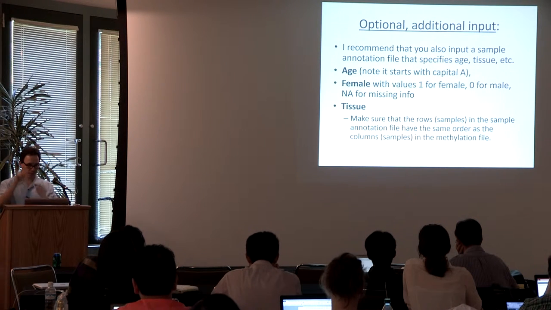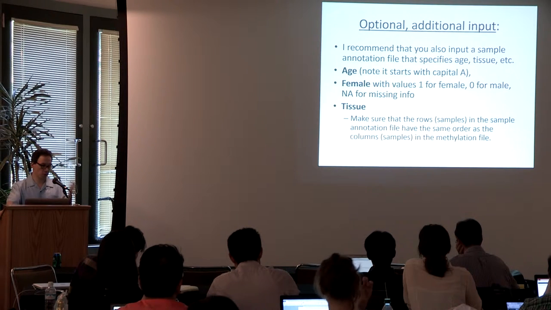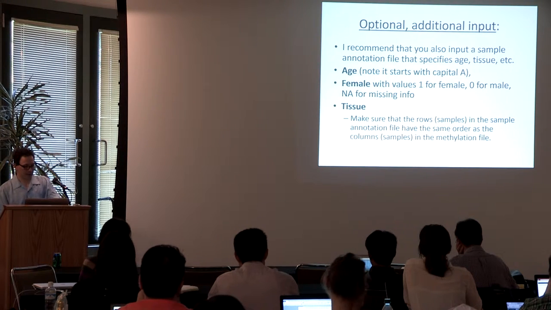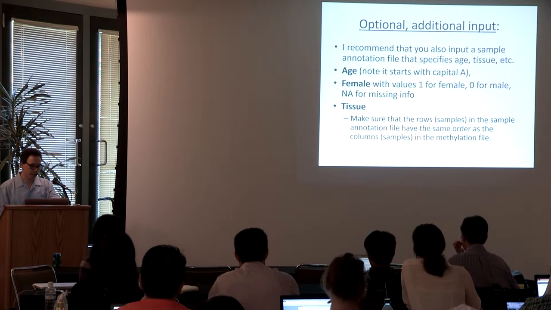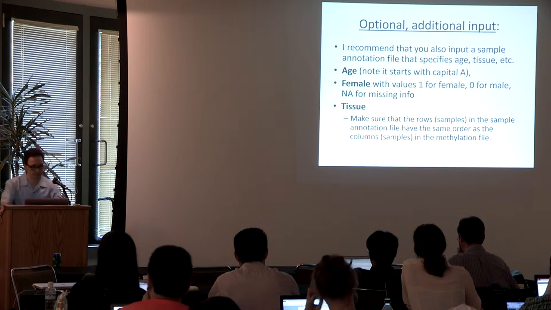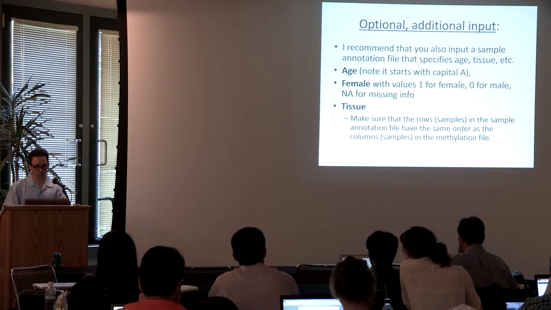What is that? Well, for every array that you uploaded, it specifies the chronologic age, the gender, and the tissue. Notice the exact spelling, because if you upload a file that doesn't have a variable Age with capital A, it will crash the R session or something bad will happen. Female means one for females, zero for males.